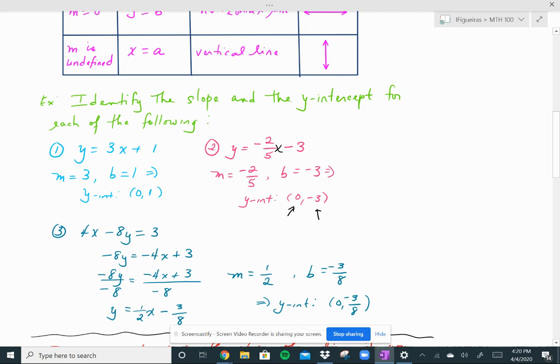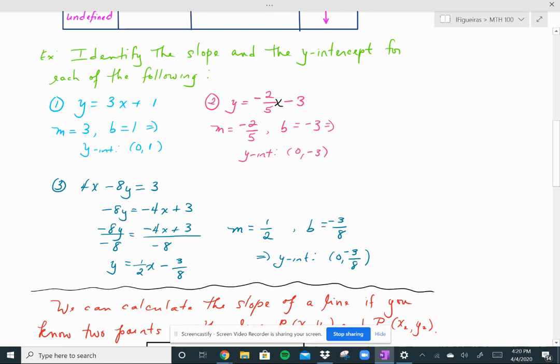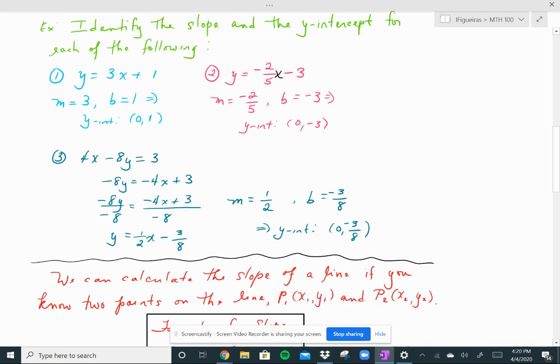Okay, our third example is here below. This equation is not in slope-intercept form. It's in what we call general form. So I have 4x minus 8y equals 3. Here I cannot pick out what my slope is until I put it in slope-intercept form. That means we need to solve it for y. We want y on one side of the equation and everything else on the other. So that's what we're doing here below.